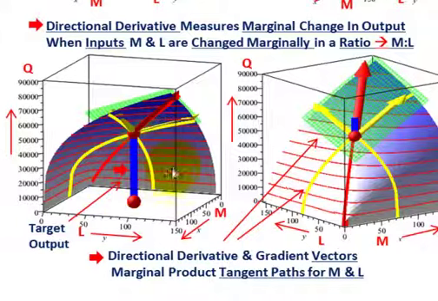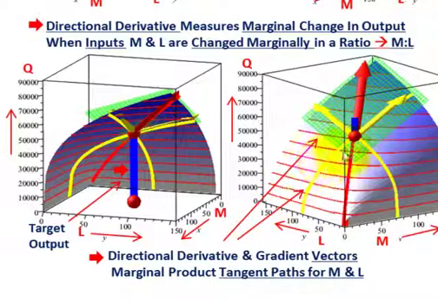Okay, and then if we move over here, let's first make some definitions. The directional derivative and the gradient vectors are our marginal output. Really, those are the tangent paths for our material. We're going to be looking at gradient vectors, the tangent plane, and the marginal product, and those are going to be the tangent paths for our material and labor. So this is our definition to understand what's going on.